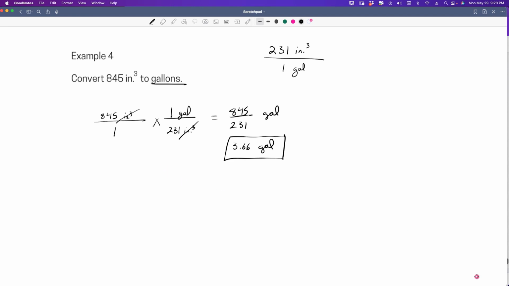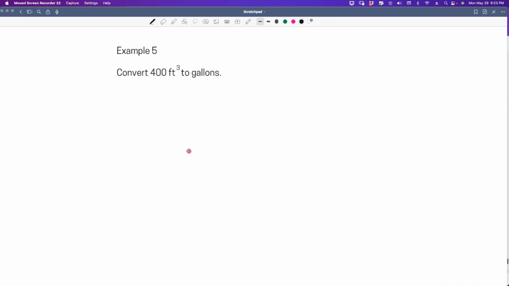So let's look at one more like that. So now we're going to convert 400 cubic feet to gallons. So before we had inches to gallons, now we've got cubic feet to gallons. So fortunately, we have been given the unit of measure for feet as well. So 1 cubic foot is equal to 7.48 gallons. So that unit of reference is given to you. So we can use that to convert this into gallons.